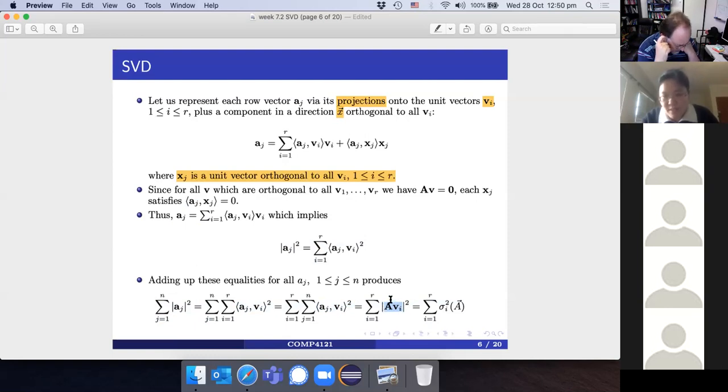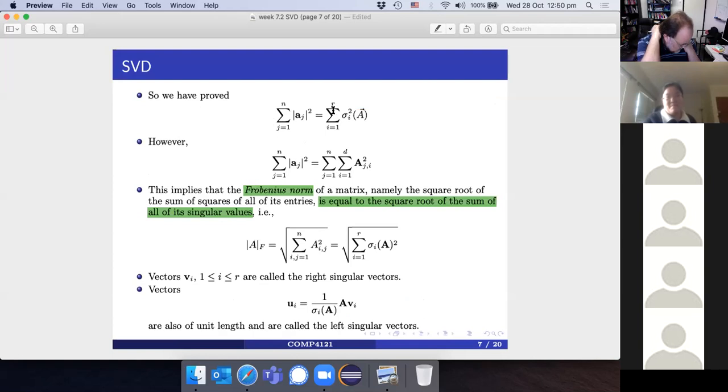So you will see this is very familiar to you, because the length of A VI is exactly the singular value sigma I, right? So we will get this result: the sum over J from 1 to n of the squared lengths of the row vectors in A is equal to the sum of the squares of the singular values.